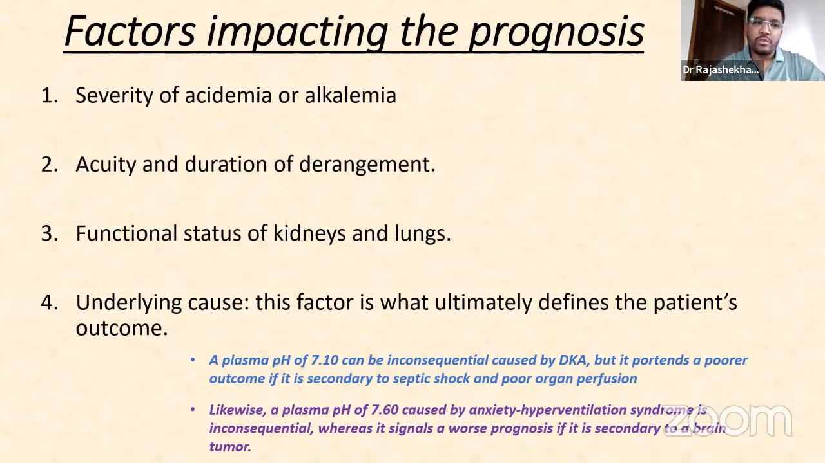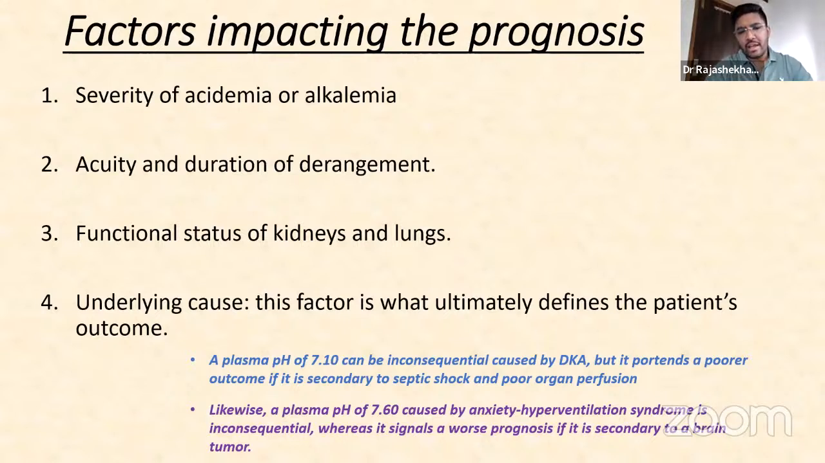The two most important organs in acid-base balance are the kidneys and lungs. These are the main organs which help to balance the acid-base status. And the underlying cause is also important for the prognosis. Like a plasma pH of 7.1, which is an acidic pH, can be inconsequential if caused by DKA, which may not be more dangerous. But if even this 7.1 pH is caused by shock or septic shock or poor organ dysfunction, this might land up in a sudden death of the patient. So the underlying cause is also important.